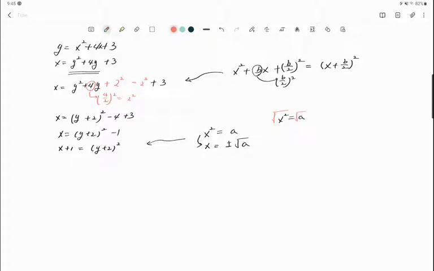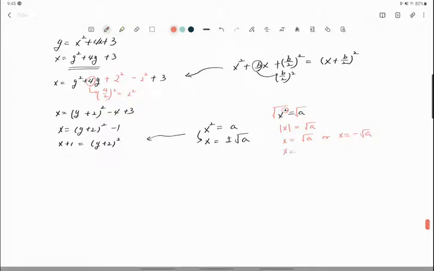Then once this is squared, we put the absolute value of a. The absolute value of x equals the square root of a. So what is x? x should be the positive square root of a, or x equals the negative square root of a. Right? So we can rewrite it so that x equals plus or minus the square root of a. Can you see it? So this is how we got this.